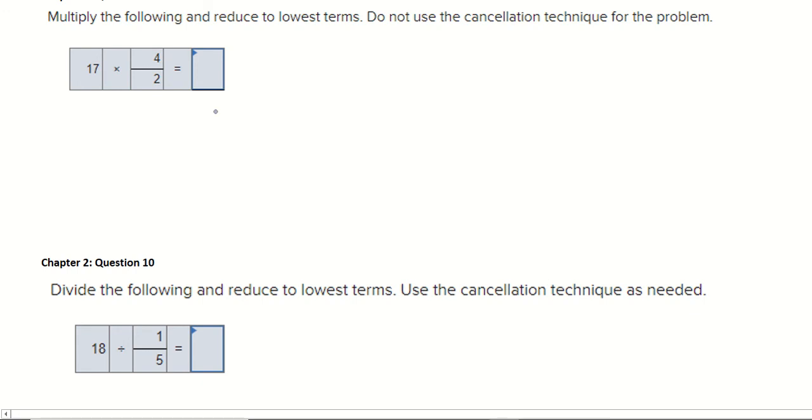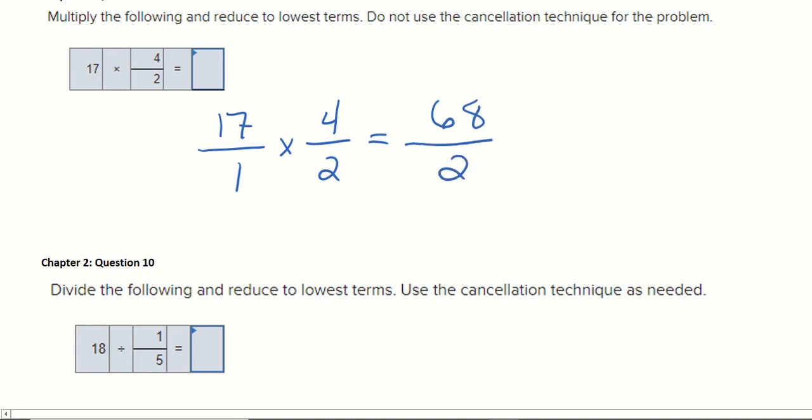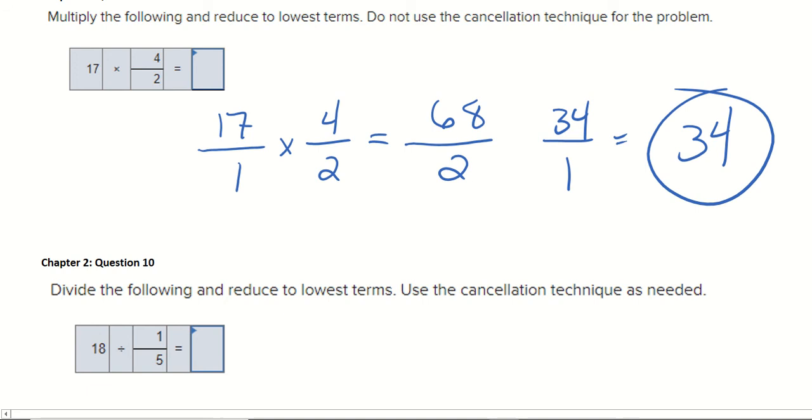All right, so this is basically what this is going to look like. This is going to be 68 over 2. 2 can go into both of those, so we get 34 over 1, which is just 34. There you go. Okay.